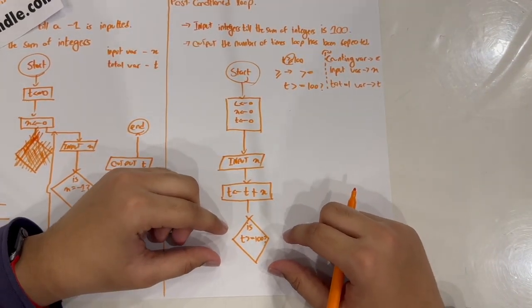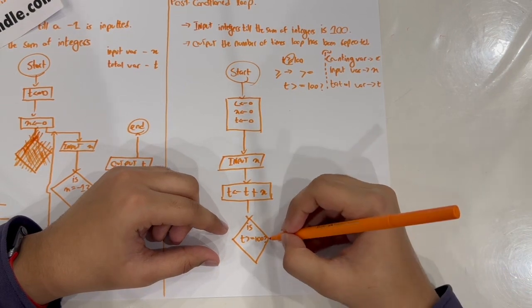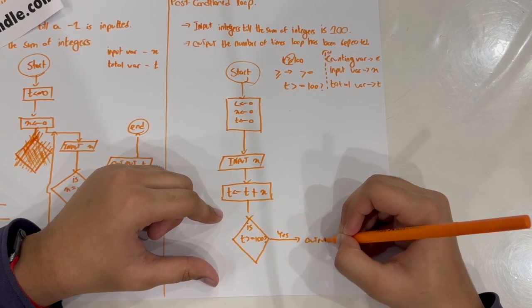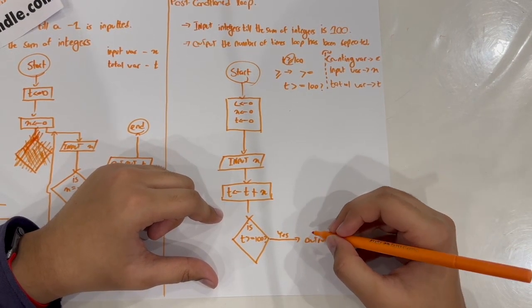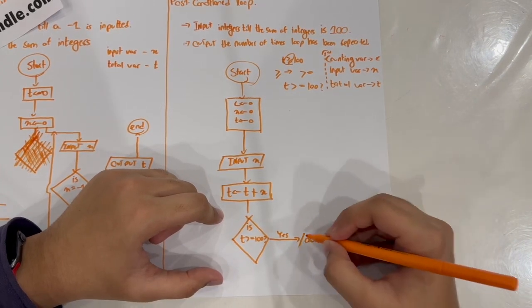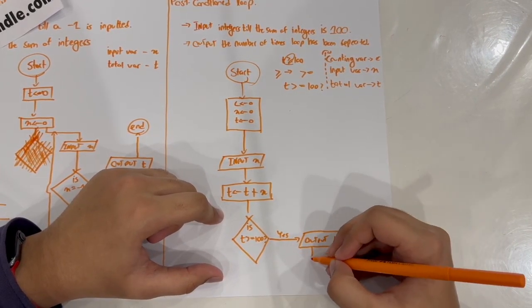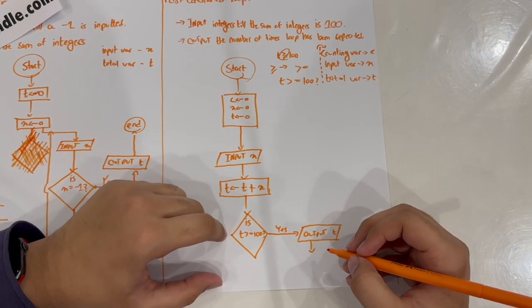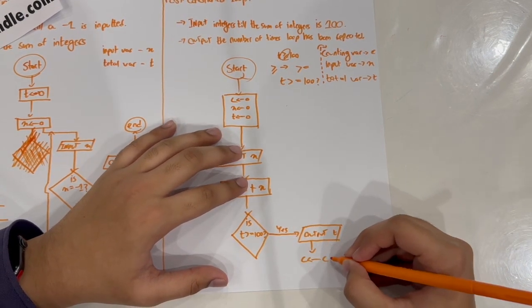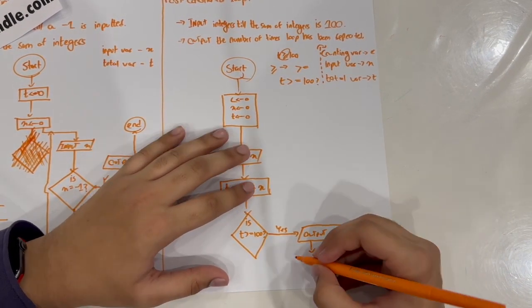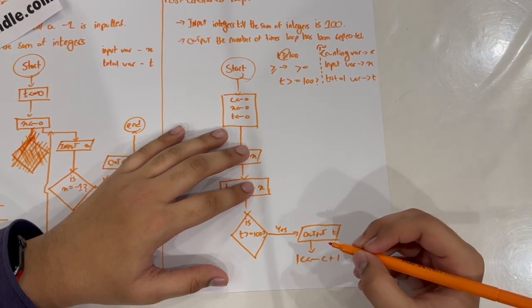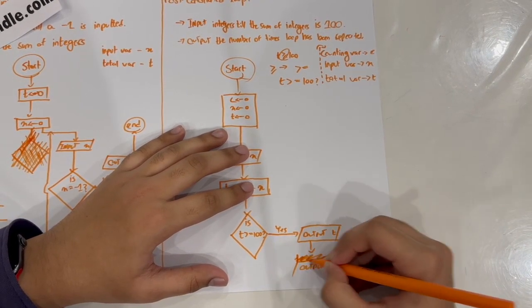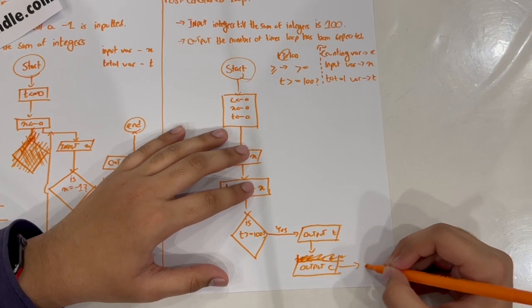Now if the condition is true, if it's yes, we're going to say output t, which is going to be our total. Just in case, because this is not required, but we're doing it as an extra step. And the main thing that we have to do is take note of how many times the loop has been repeated. So we'll set count c to c plus 1, and we have to output c, like so. And then our program will end.